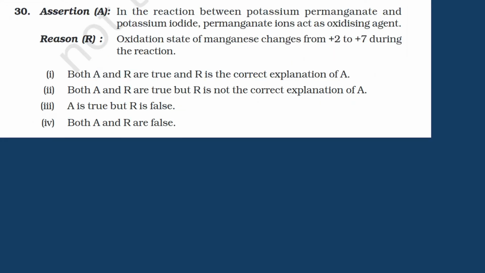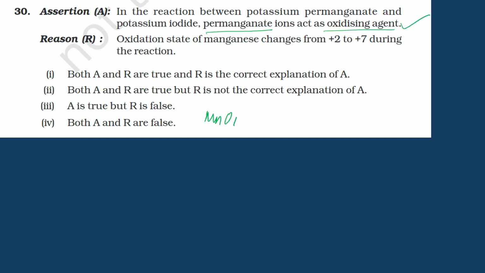Absolutely. Question 30. इस सवाल में पोटेशियम परमैंगनेट, पोटेशियम आयोडाइड के बीच में जो रिएक्शन होता है, permanganate ion acts as an oxidizing agent. What, really? Yeah, of course they do. What else would permanganate ions do?